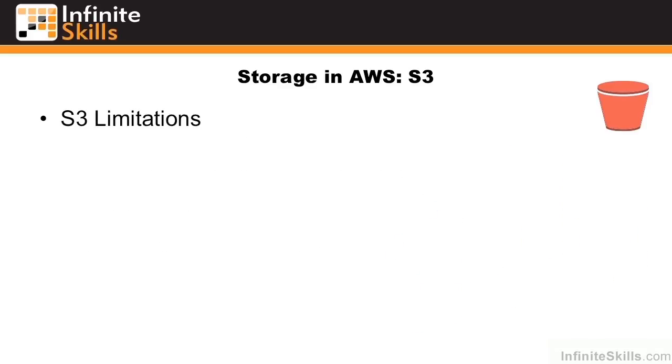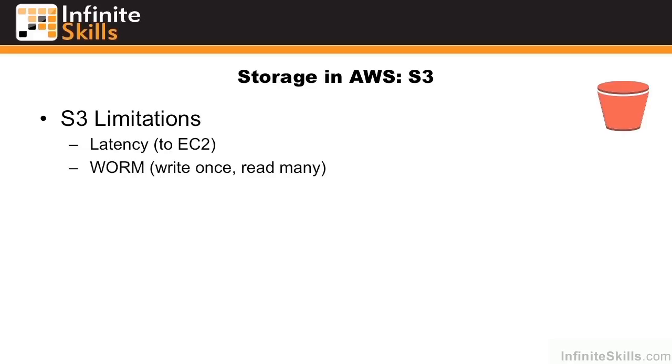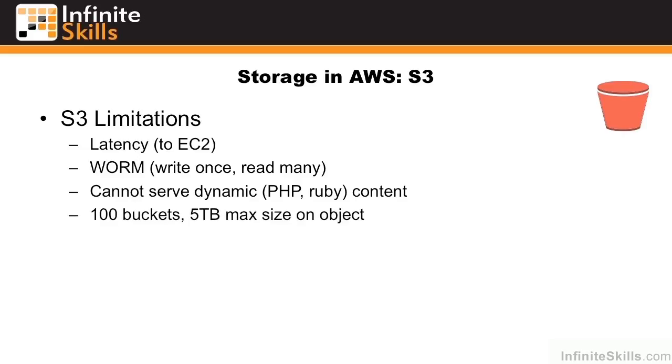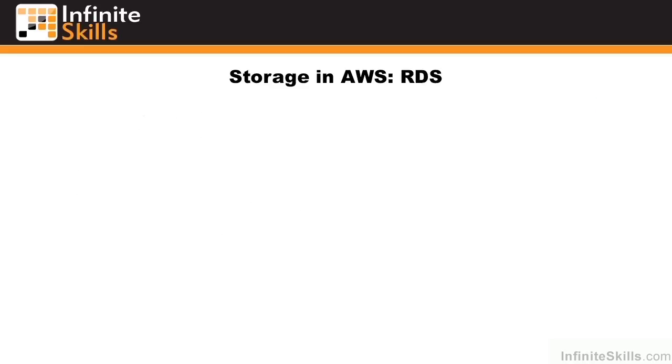There are some limitations on S3 you need to be aware of. It does come with higher latency, especially if you're talking about EC2. It's always going to be faster to access ephemeral or EBS disk than S3. It is a write once, read many file store, meaning you put an entire object in or you take an entire object out. You can't really edit objects. It also cannot serve dynamic content, such as PHP and Ruby. You're limited to 100 buckets, and no object can be larger than 5 terabytes. These are hard limits, and you cannot change them. It's very bare bones and essentially just provides read, write, delete, list, and so on.